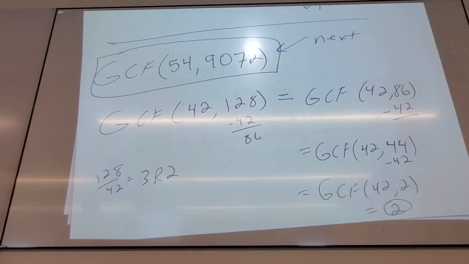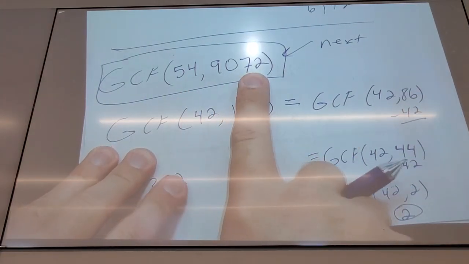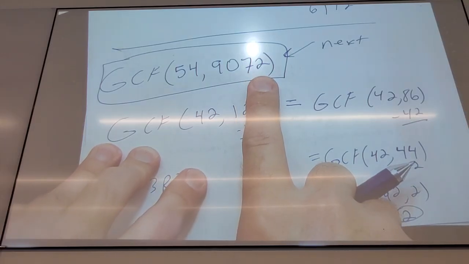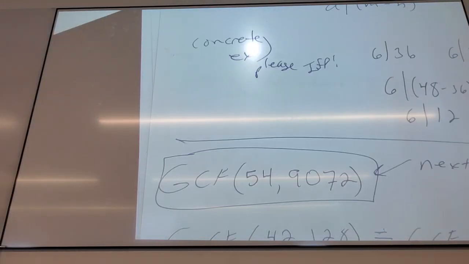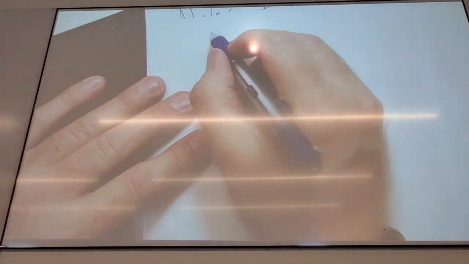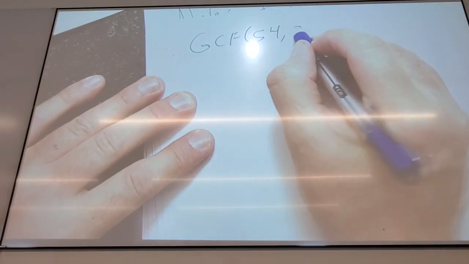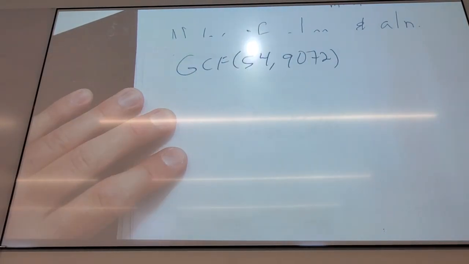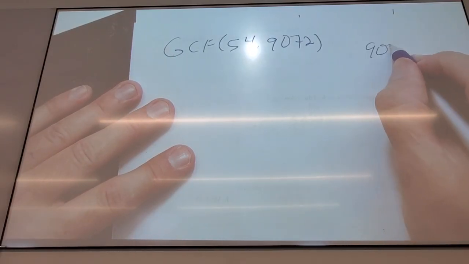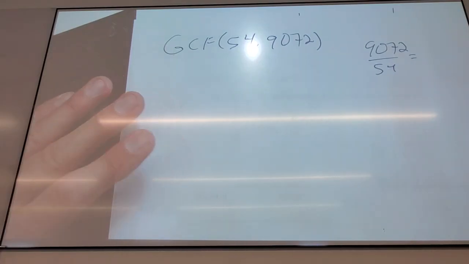Well, then you can divide instead of doing a billion subtractions. Look at the first number, 54 and 9,072. Can you imagine subtracting 54 so many times? I don't want to do that. So, what can I do instead? So if I want, what was it? 54 and 9,072. So somebody help me out. What am I going to do? Yeah, what's 9,072 divided by 54?